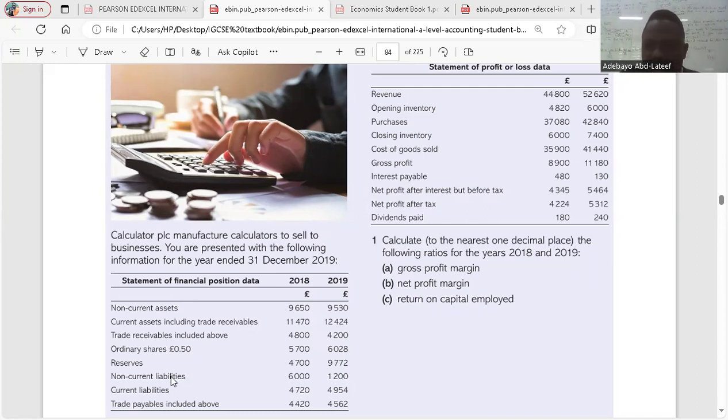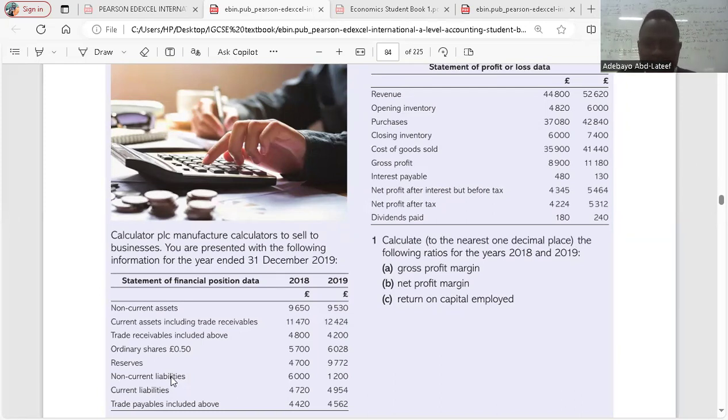Here we have our net profit after interest before tax, and we have net profit after tax. So how do we get our net profit? Our net profit will be net profit after tax, which is 4,224 divided by revenue, 44,800 multiplied by 100. That is 9.4. So our net profit margin is 9.4%. Now we go to the return on capital employed for 2018.